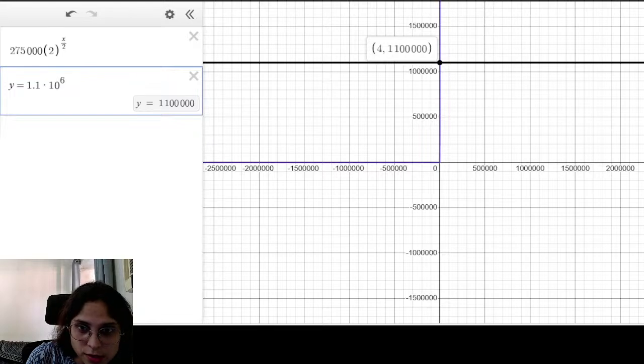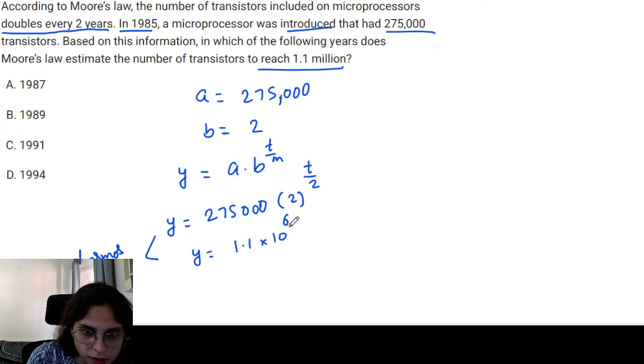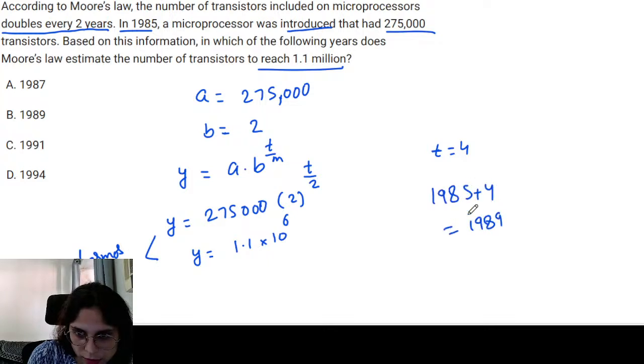That means 4 years after. So from here you get T is equal to 4. You started in 1985, so your answer should be 1985 plus 4. So in 1989 it will reach 1.1 million. I have not even read the rest of the question.